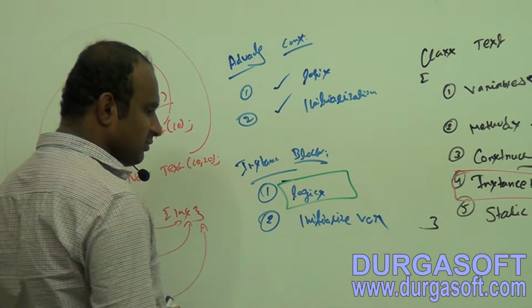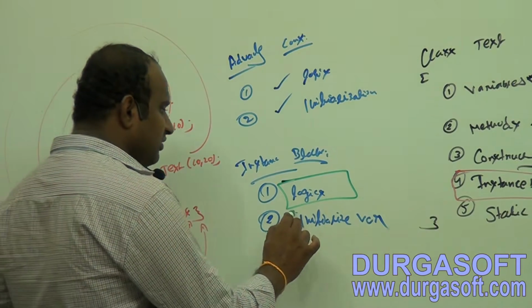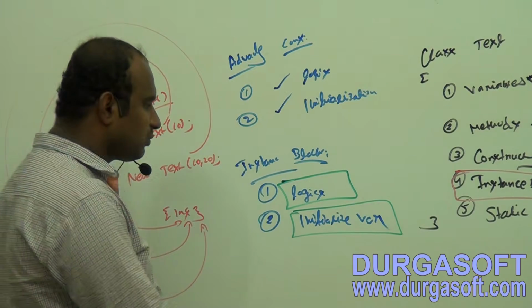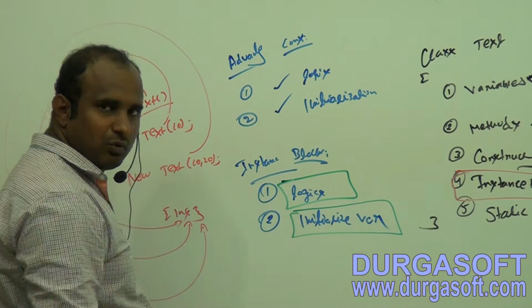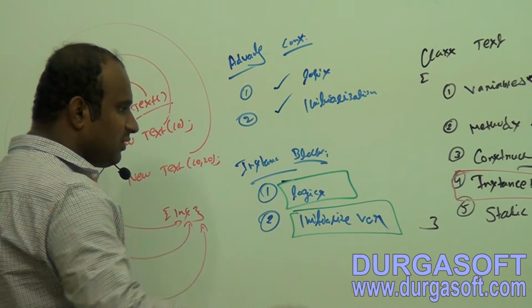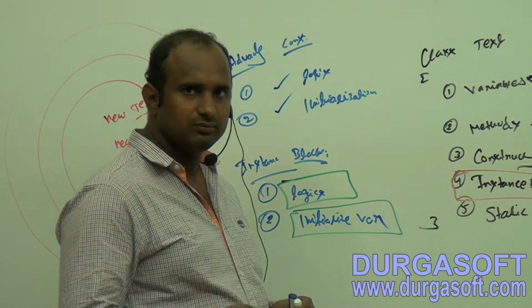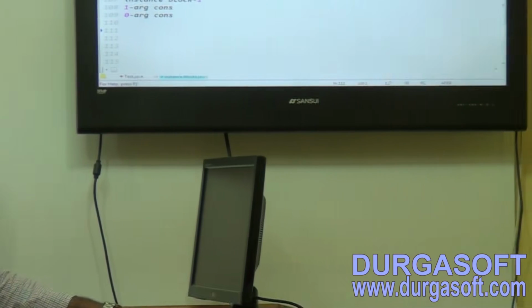Write the logic, and that logic is executed during object creation. What is the second advantage of the instance block? Initializing variables, right? Instance blocks are used to initialize variables. In the next example, I will show how to initialize a variable by using instance blocks. Clear? Good.